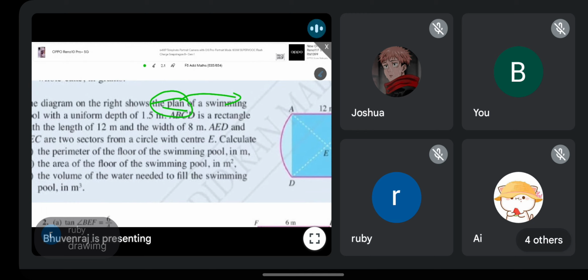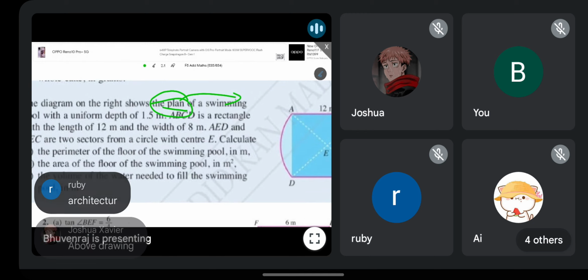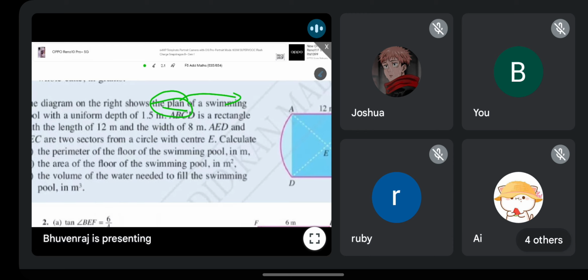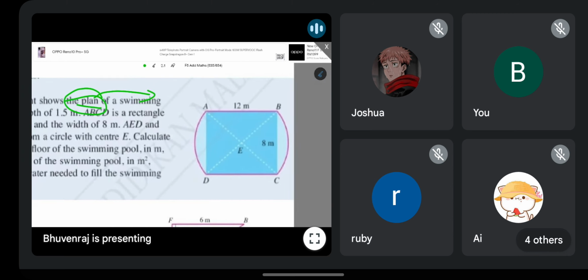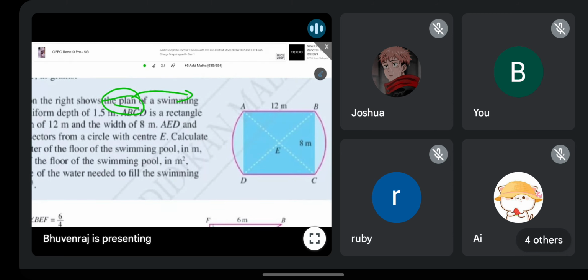Yes, what drawing? Drawing from where? Yes, architecture, correct. Yes, Joshua Xavier, above drawing, that is the answer. Okay, lukisan dari atas means your pandangan atas. Okay, up view. Okay, that is what we call as plan. Okay, you must understand that one lah to answer the question. Okay, so basically, lukisan ni datang bila kita pandang dari atas. We look from above on the swimming pool, you get this drawing.